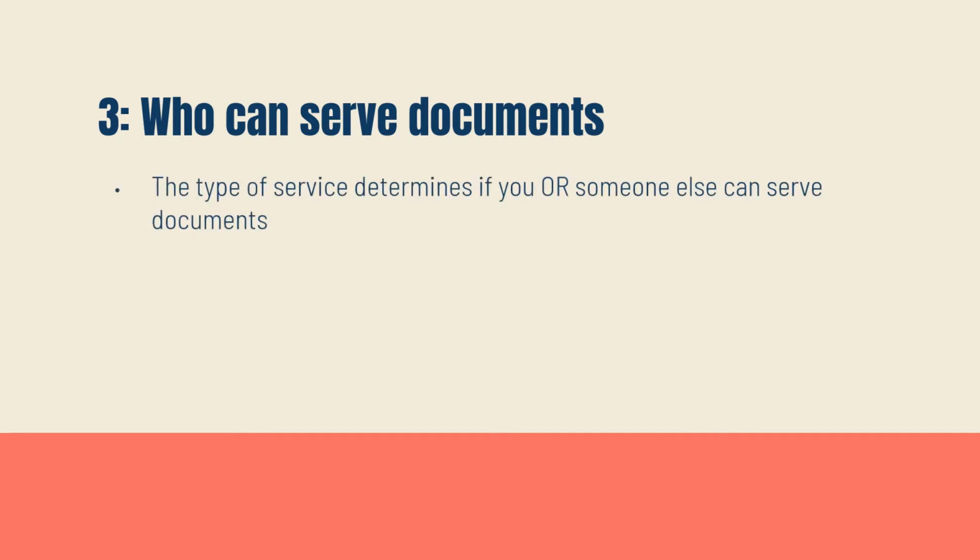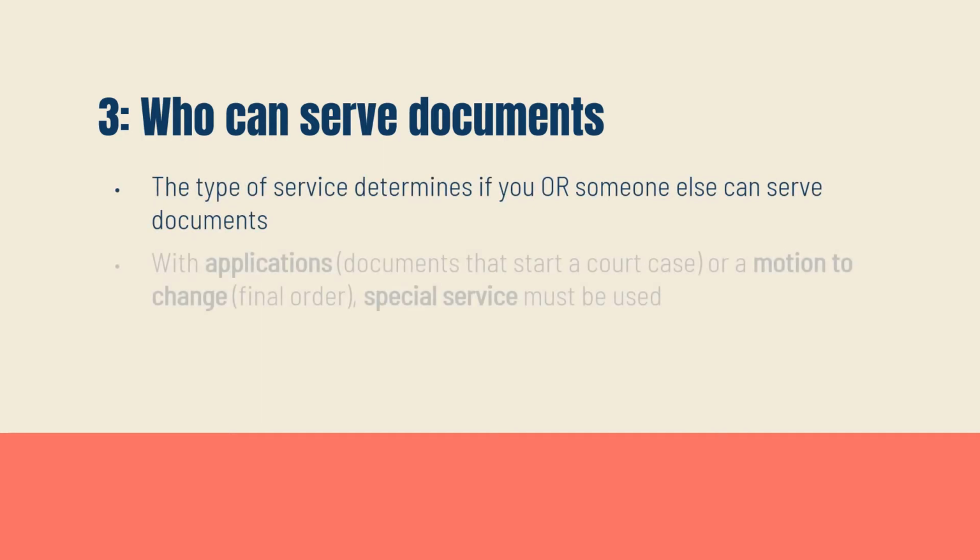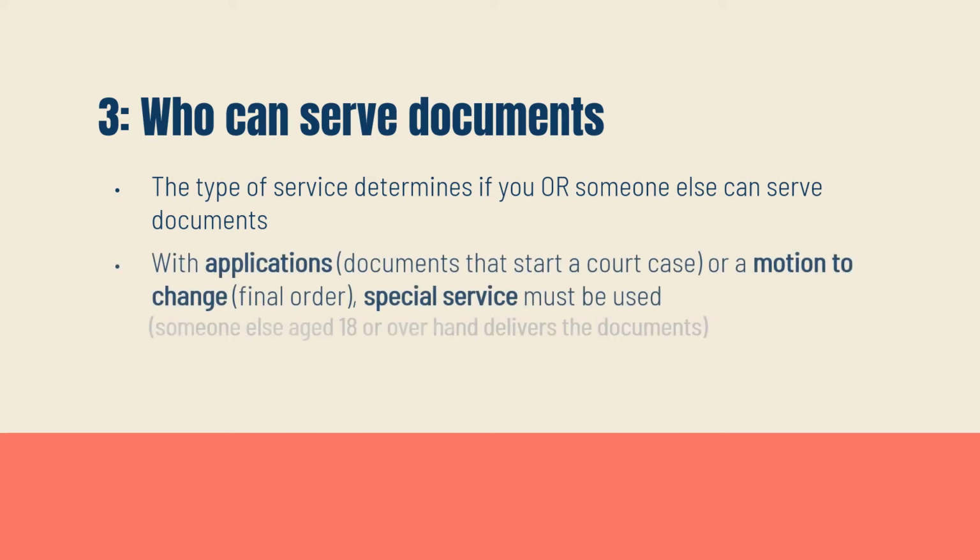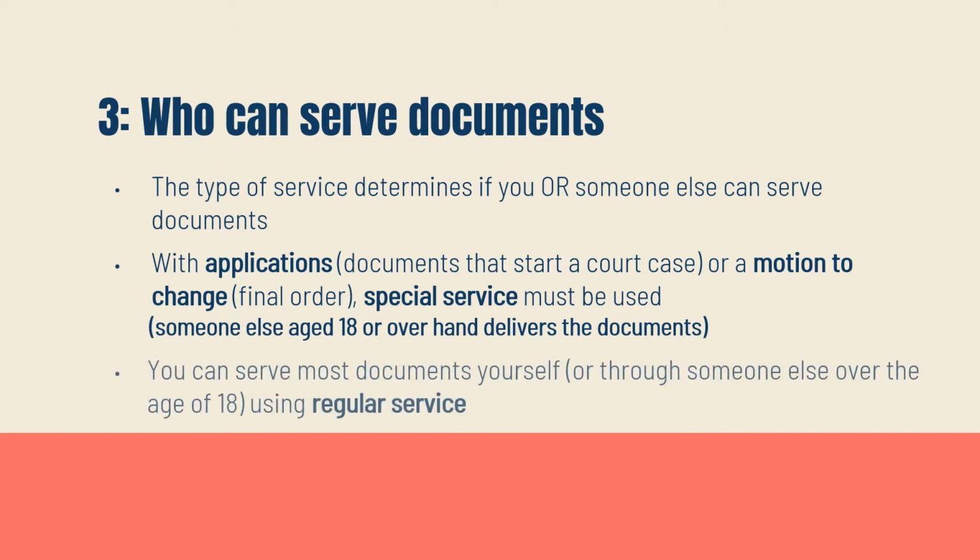With an application or a motion to change, you must use special service, which means that someone else 18 years or older must hand-deliver the documents on your behalf to the other party or their lawyer of record. You can't serve the documents yourself. Most other documents can be served by you or someone else who is at least 18 years old through regular service. This is all explained in more detail in our video on types of service.